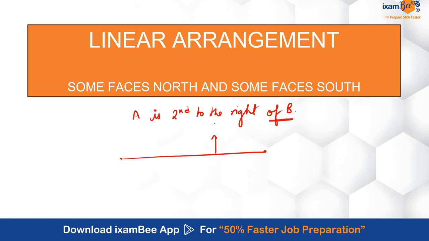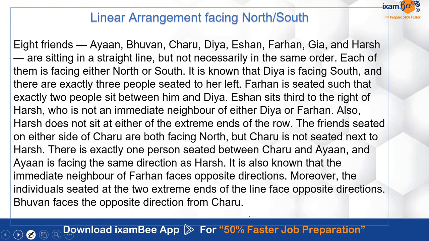So here we always have to depend on the B element. Either B would be facing north, and then A would be here, or B would be facing south, and then A would be here. But we cannot predict the direction of A unless we have a condition related to it in the question. So if you read the line properly, make the graph out of the statement and connect all the points, then it would be easy. I'll tell you how you can solve this question.